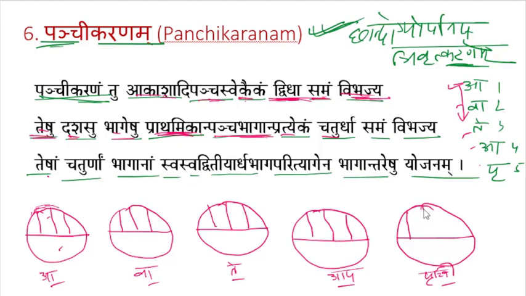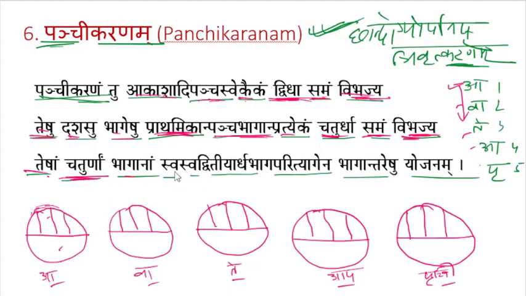So each Prathamika bhaga I am doing in 4 categories. Is it done? Chaturdha Samam Vibhajya. Samam means equally. Are you getting my point? Samam Vibhajya. Yes, sir. Yes. Next. Tesham Chaturnam. Tesham means in all. Chaturnam means in 4 boxes. What you have to do?